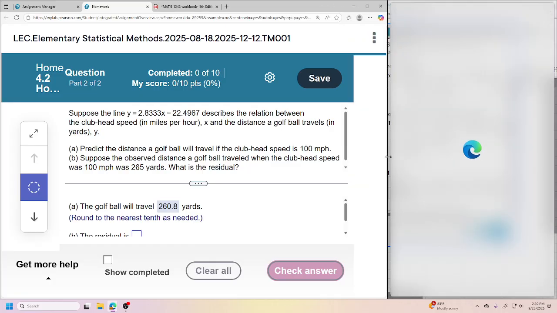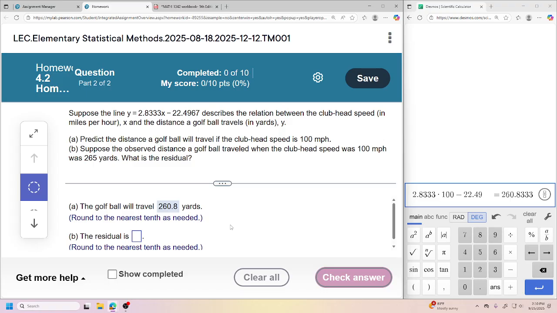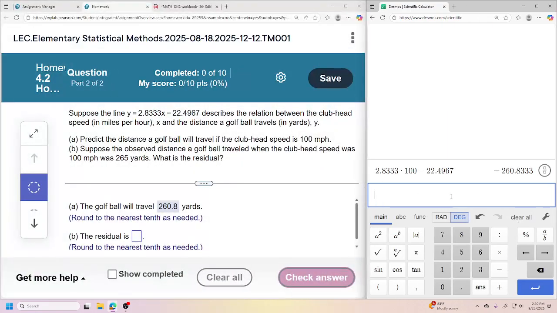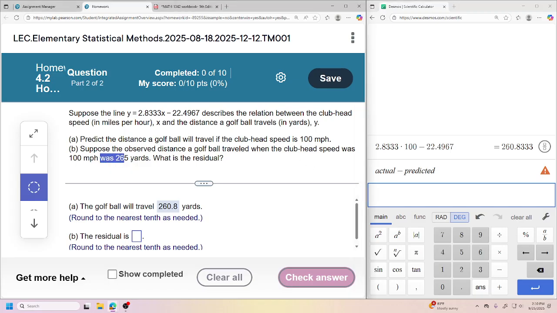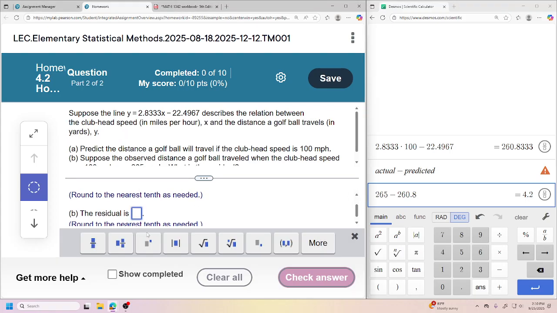Guess I can scroll this a little bit more now. Was that good so far? All right, awesome. Residual. We have that formula for that one. I'm just going to write it out. It's actual minus predicted. So what would be the actual? Well, I have to read it. It was observed, yada, yada, yada, 265. And what was my predicted again? Yeah, 260.8. Exactly. Subtract 4.2.